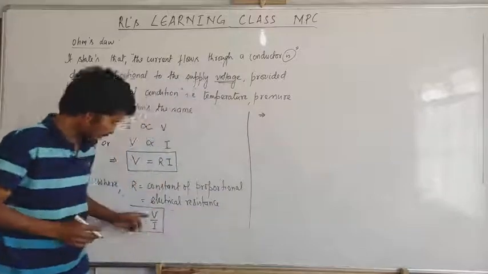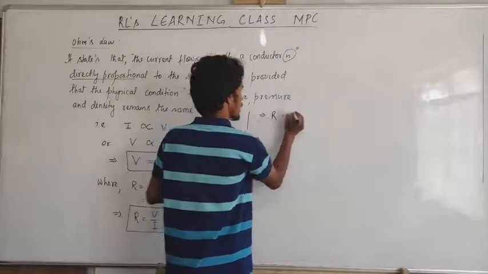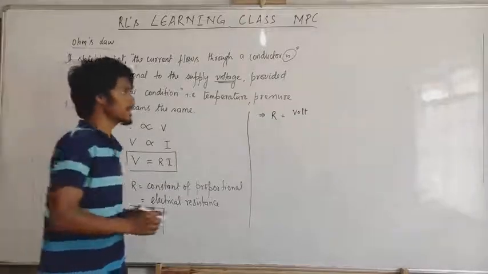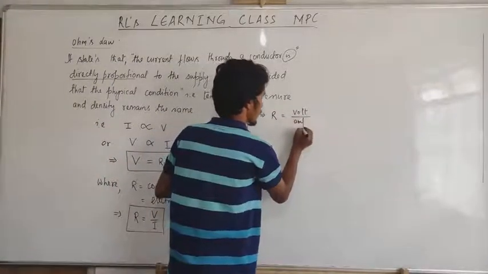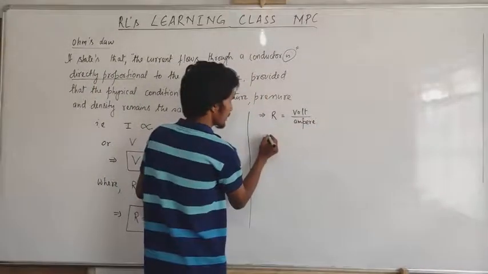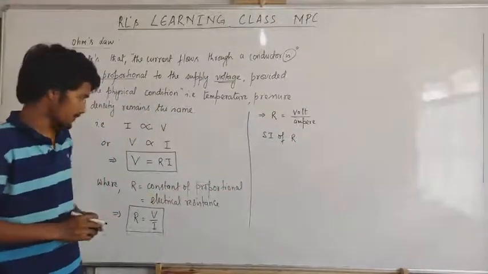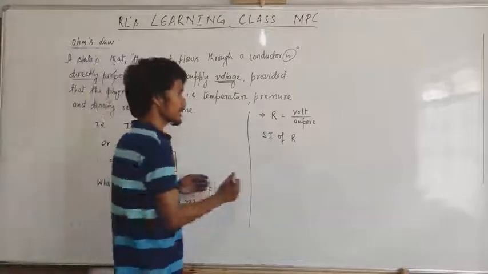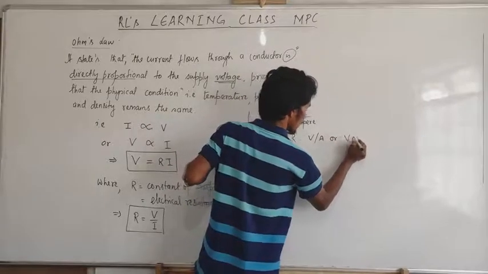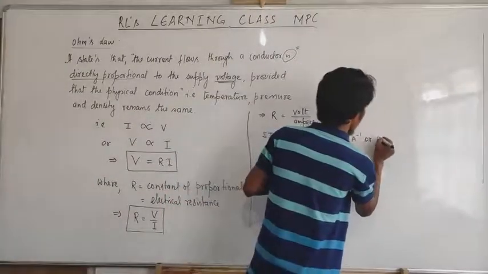Now, what is the SI unit of V, electric potential? The SI unit of V is volt. That's the SI unit of electric potential. And the SI unit of current is ampere. Then we can write the SI unit of R, electrical resistance. I can write it as volt per ampere, but it has a specific name, that is ohm.